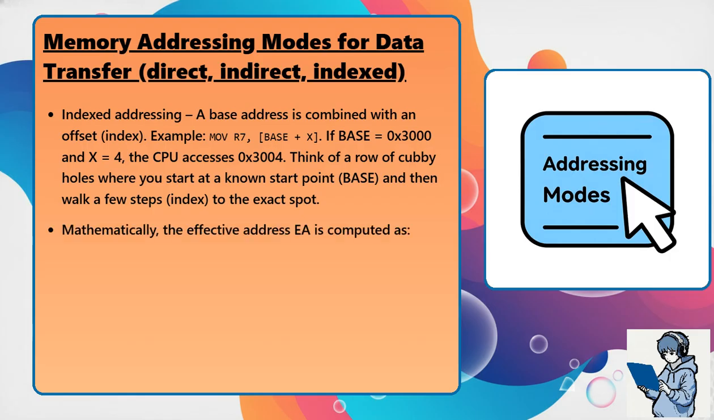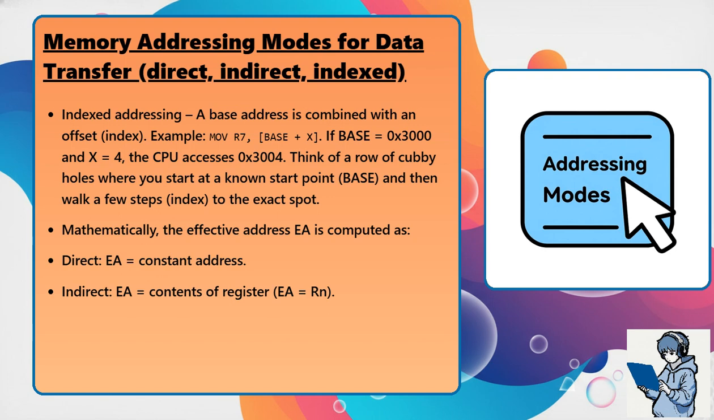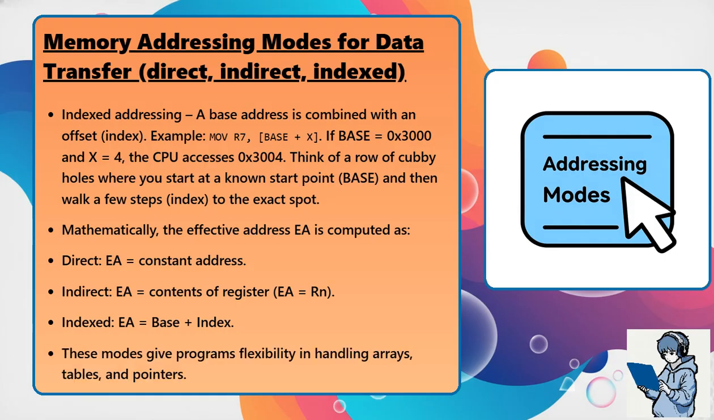Mathematically, the effective address EA is computed as follows. Direct: EA equals constant address. Indirect: EA equals contents of register, EA equals RN. Indexed: EA equals base plus index. These modes give programs flexibility in handling arrays, tables, and pointers.